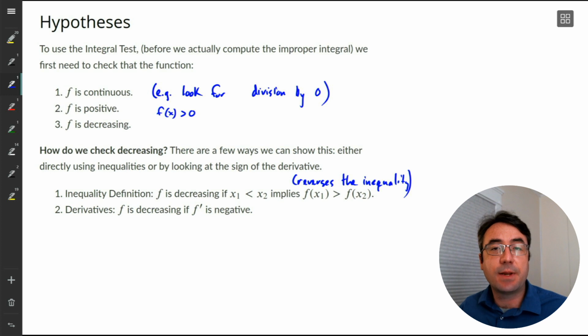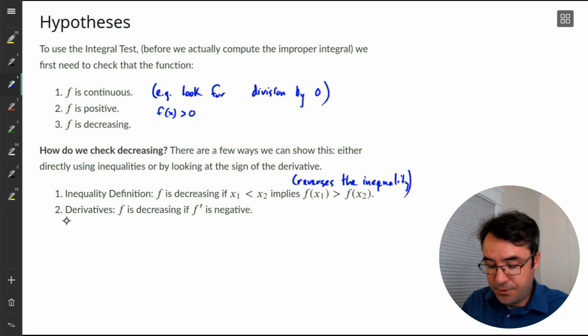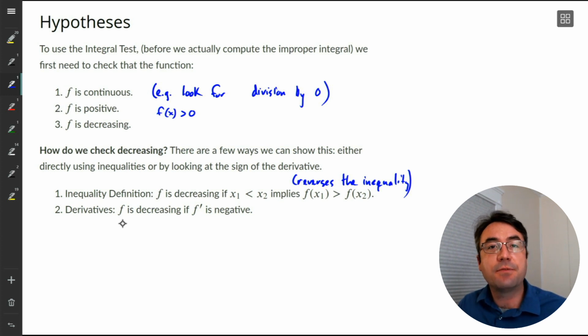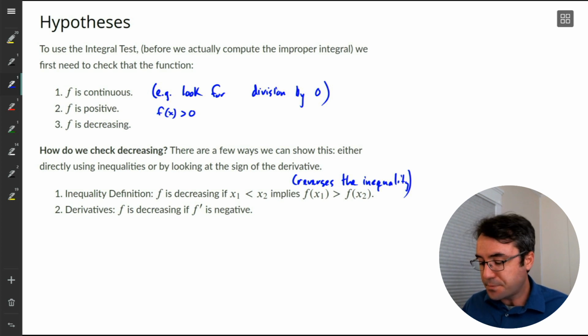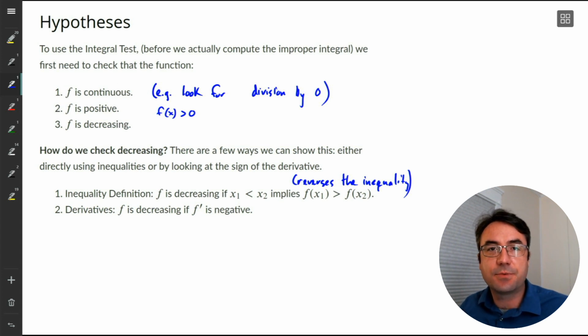Another way, which is sometimes a little bit quicker, is to use derivatives. So we know that a function f is decreasing if the first derivative, f prime, is negative. So that's another way to do this. Before we actually compute the improper integral, we need to check, make sure these three conditions about our function are satisfied.